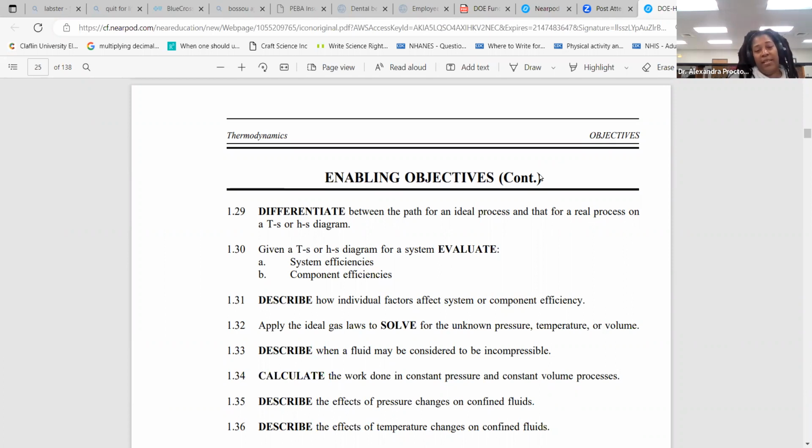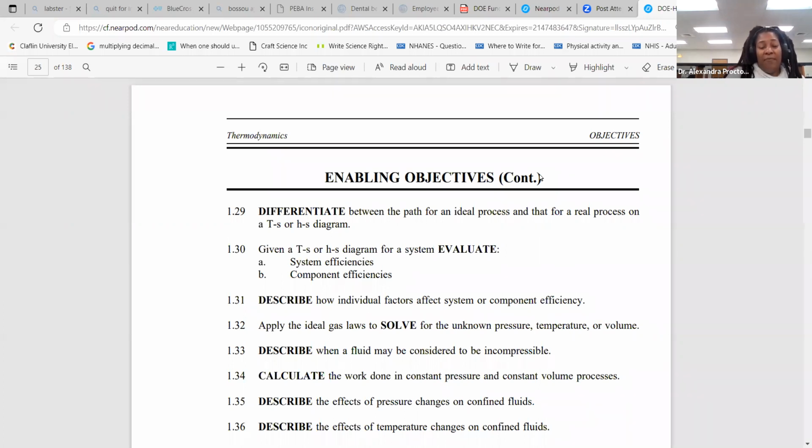And given these T-S or H-S diagrams for a system, we're going to evaluate the system's efficiency and the component efficiencies. Then describe how individual factors affect the system or the component efficiency. We're going to apply ideal gas laws to solve for unknown pressure, temperature, and volume. And then we're going to describe when a fluid may be considered to be incompressible. We're going to calculate the work done at constant pressure and constant volume processes, and then describe the effect of pressure changes on confined fluids.